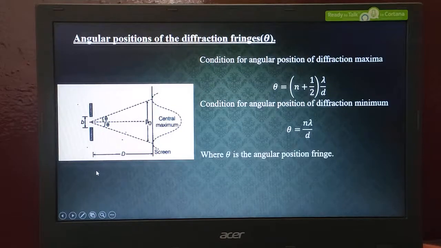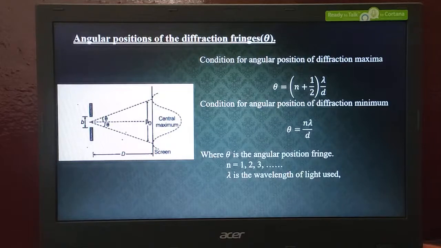Here theta is the angular position of the fringe, n is an integer, that is 1, 2, 3, 4 and it continues. Lambda is the wavelength of the light used. The light used to get the angular dispersion is called lambda. And D, or we may also call that B, B or D, that is left to you, is the width of the slit. This is how angular positions of diffraction patterns are obtained.